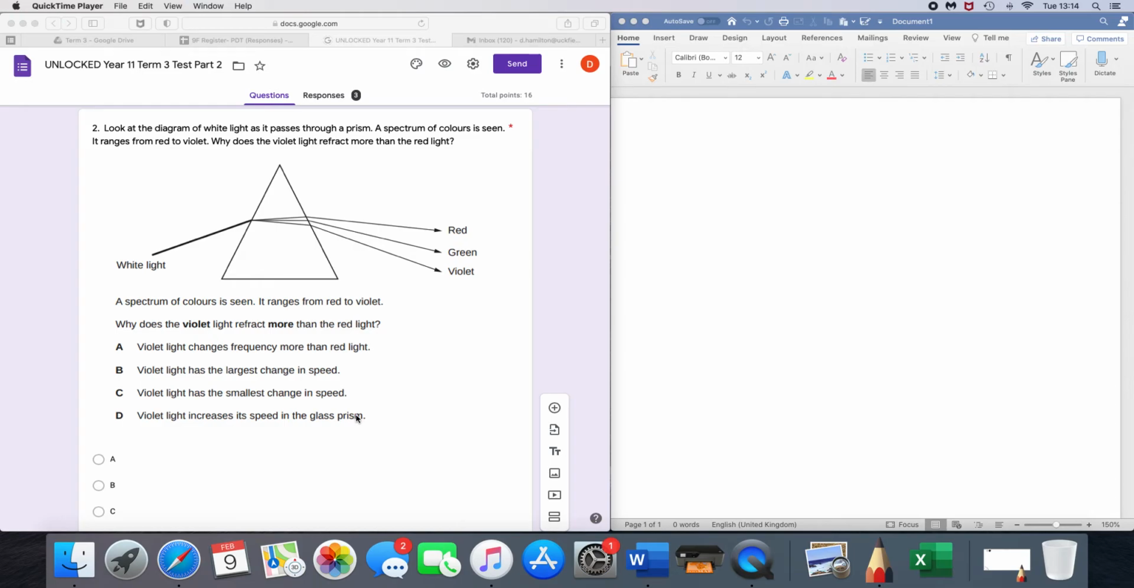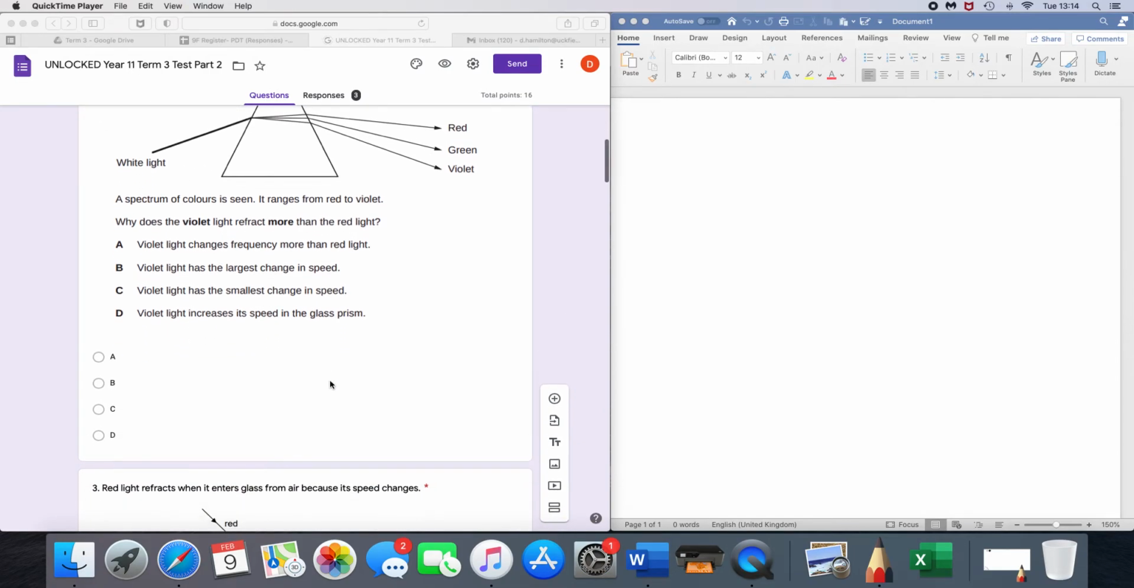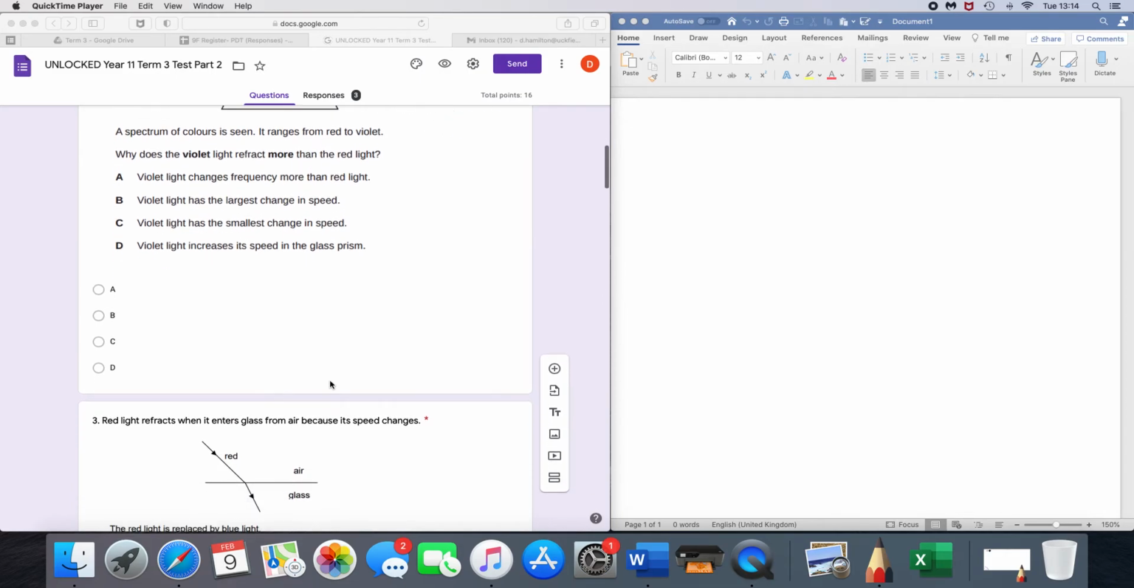And the violet light increases in speed. Well, we know that's not true because light travels at its fastest in air or a vacuum. Anything else it travels more slowly in. So the answer is B again for question 2. The largest refraction and the largest change of speed go together.